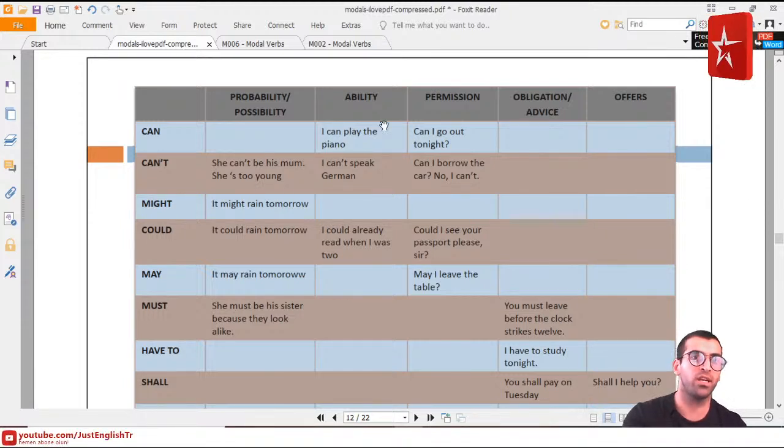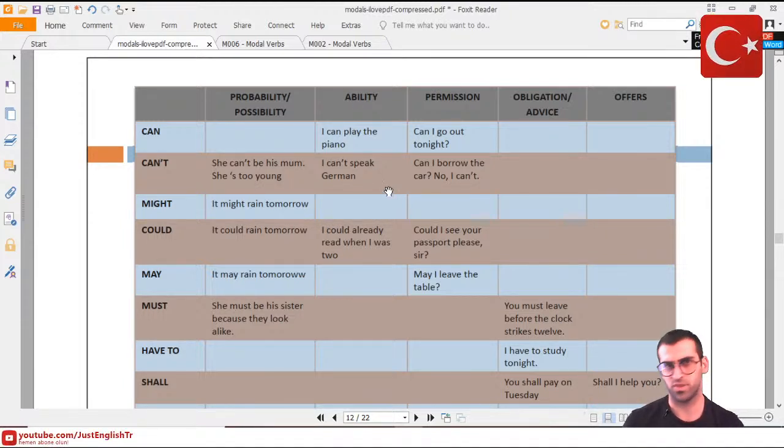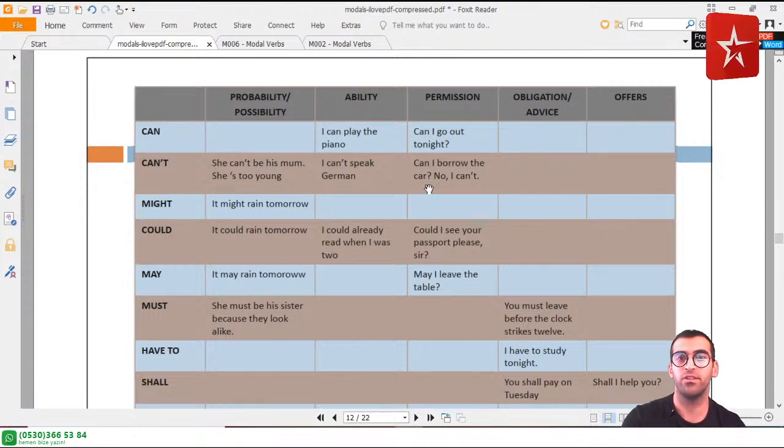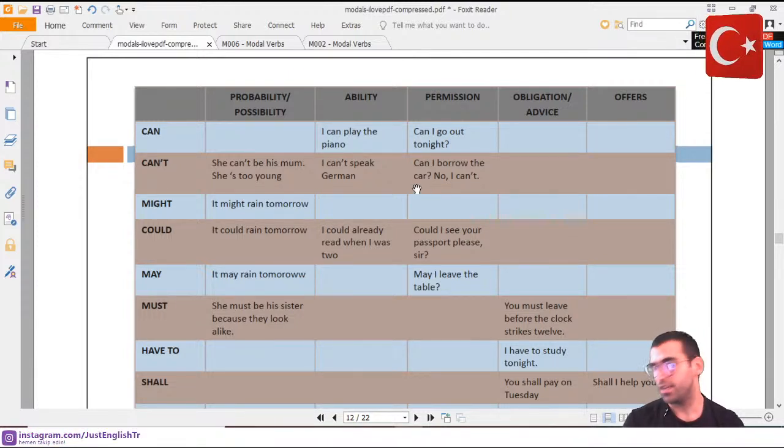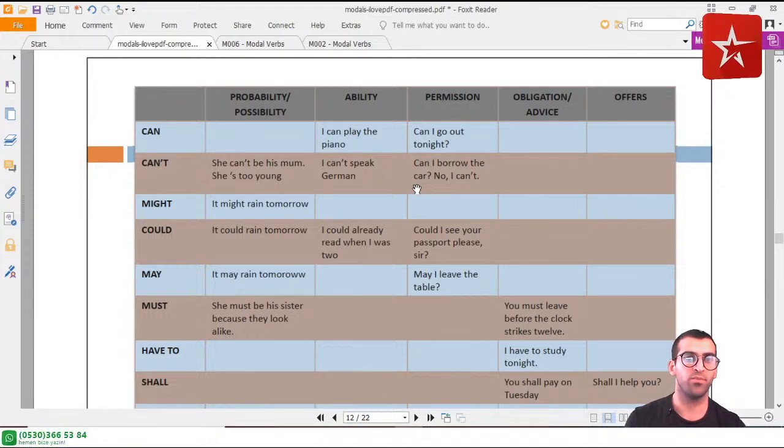And we can use can't for ability. I can't speak German. Can you? Yes, I can't speak German. Can I borrow the car? No, I can't. Or no, you can't. Yes, can't belongs to first, second, and third categories.